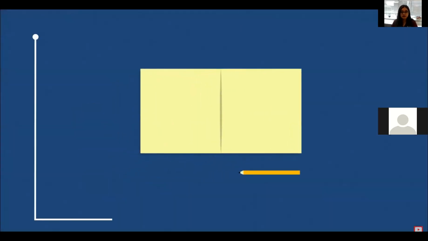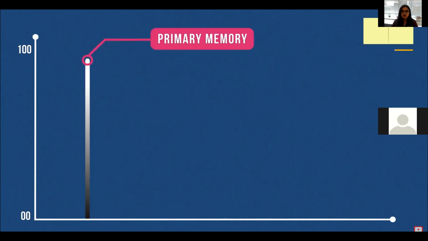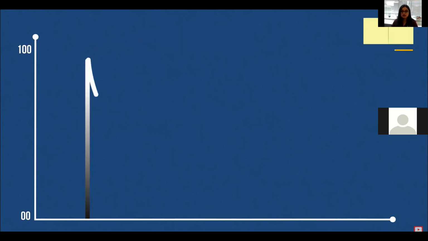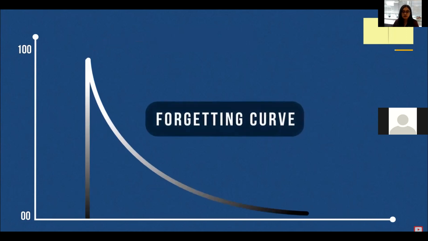Let's assume you're studying a certain chapter today. The y-axis of the graph represents the memory strength with a maximum value of 100%. When you study the chapter for the first time, you develop a strong memory. Let's call this the primary memory. But with time, memory strength fades rapidly. This is the normal forgetting curve.